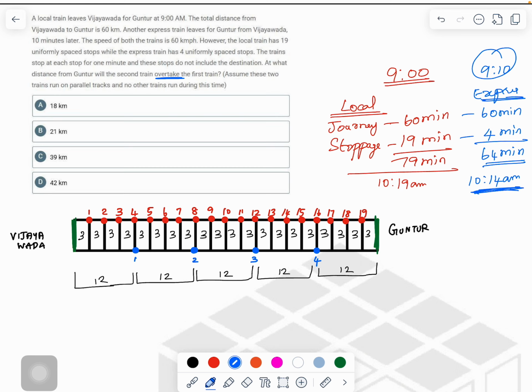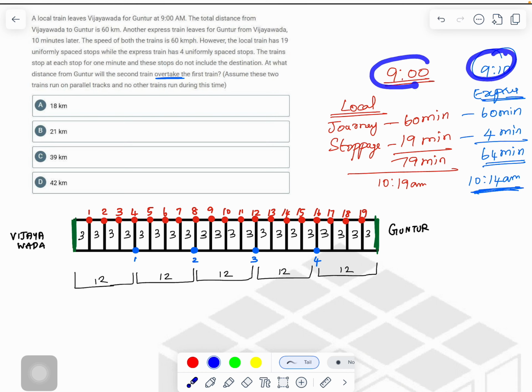I can go and manually look at 18 kilometers, what time did the train, what is the time taken for each of the trains to travel 18, 21, 39, 42 kilometers. Either I can take that approach, or I'm going to take a slightly different approach. In this approach, the express train is lagging behind the local train by how many minutes?